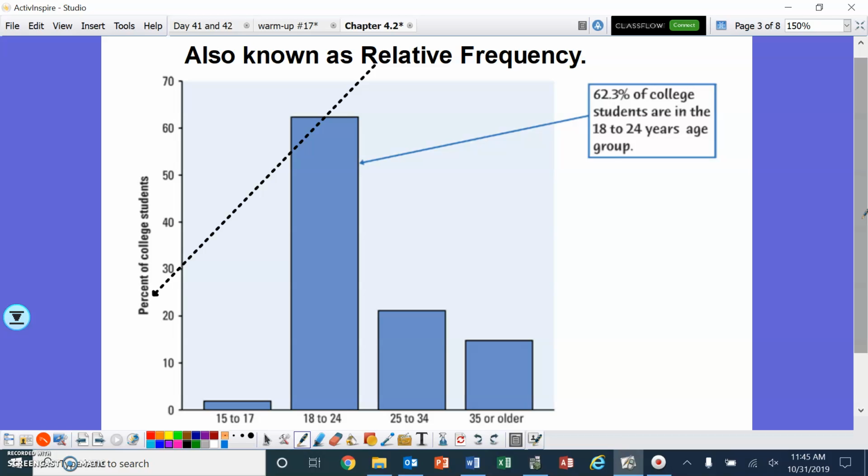So you can see the 15 to 17-year-olds is right there, 18 to 24, 25 to 34, 35 or older. So we have a real easy visual, and we can very quickly see that for the 18 to 24-year-olds, there's definitely way more students that go to college at that age than any other. Now remember, when you're doing percentages on the side of the graph, that's also known as relative frequency. All right, so you're going to be making some bar graphs. Okay, let's continue.